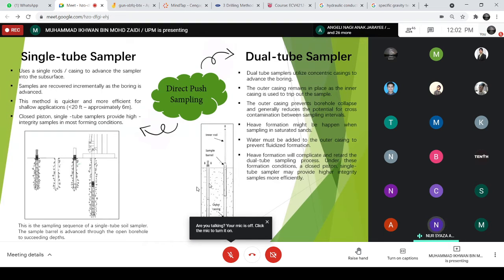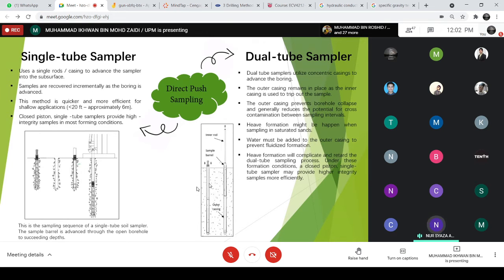Under this condition, water must be added to the outer casing as the samples are removed to prevent fluidized formation from entering the outer casing through the open bottom as the sample is retrieved. Formation heave will complicate and retard the dual tube sampling process. Under these formation conditions, a closed piston single tube sampler will provide higher integrity samples more efficiently.